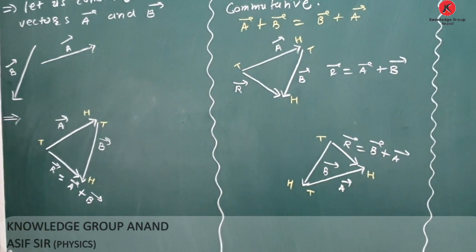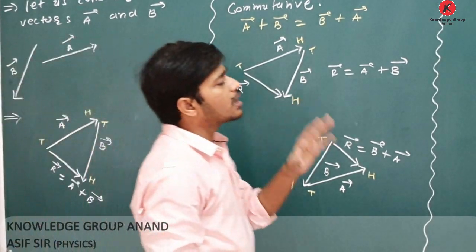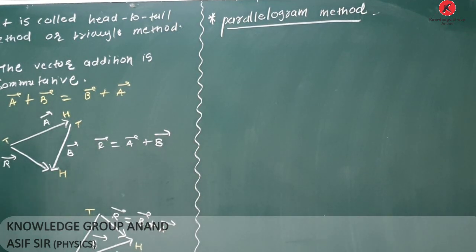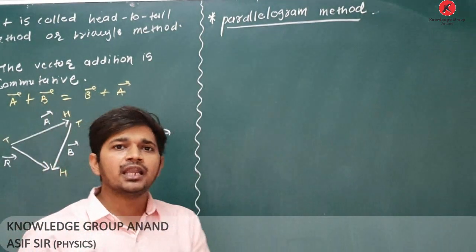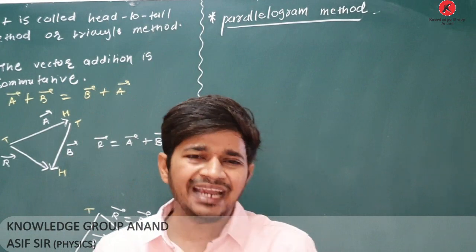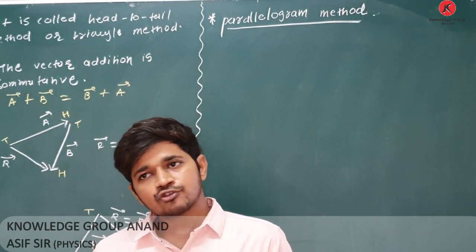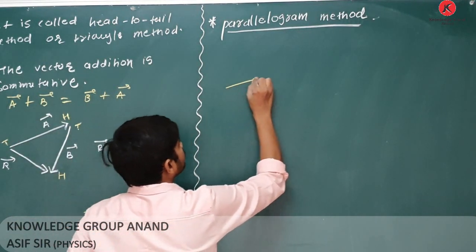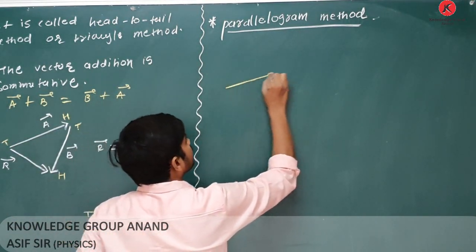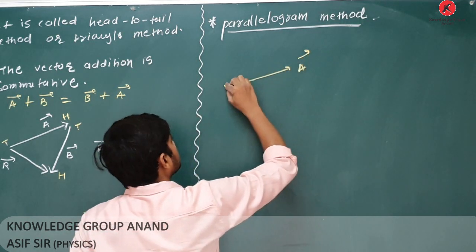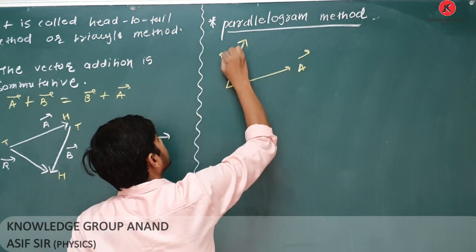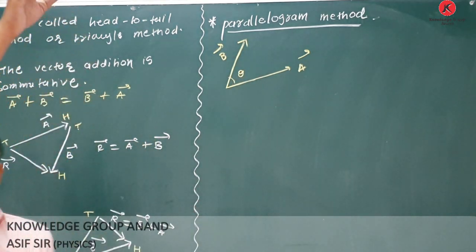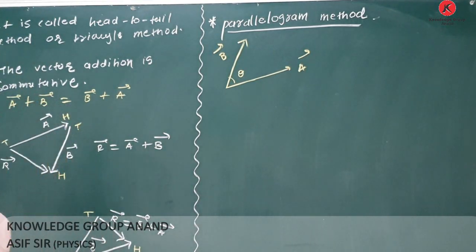Okay, see, parallelogram method. In the parallelogram method, what you have to do? The parallelogram method is used for addition of two vectors. So if you are given two vectors, for example, vectors A and B, and the angle between them is theta.